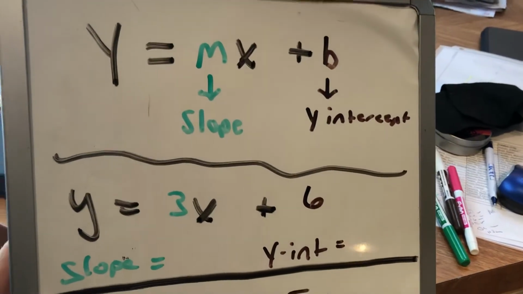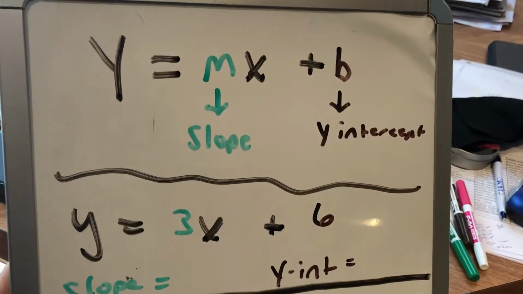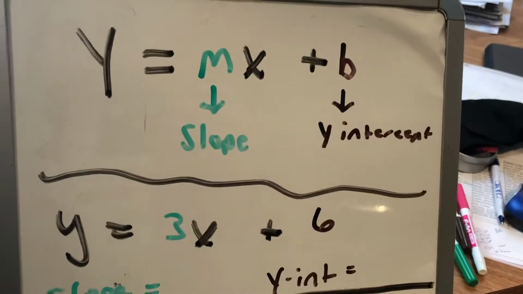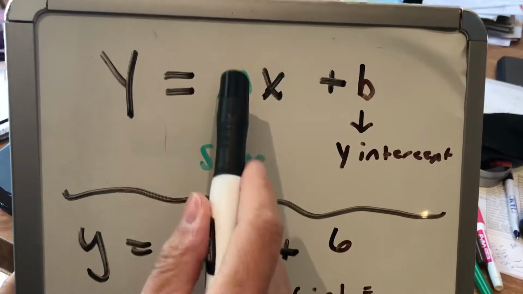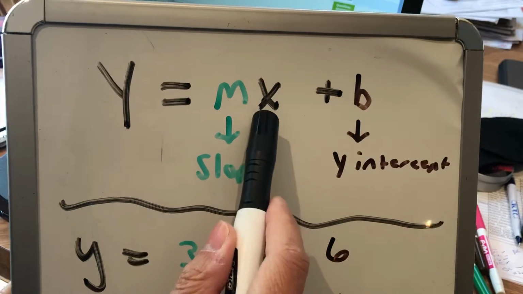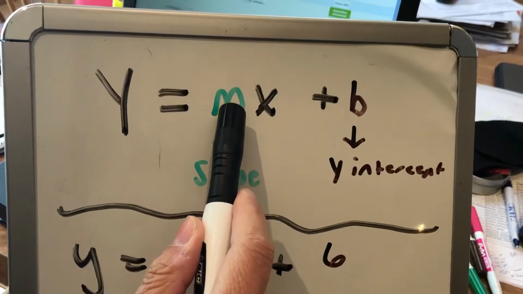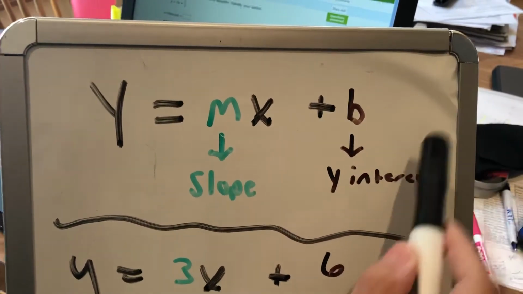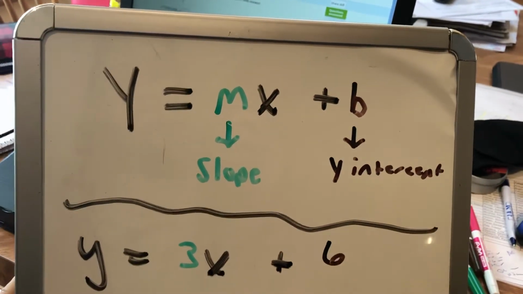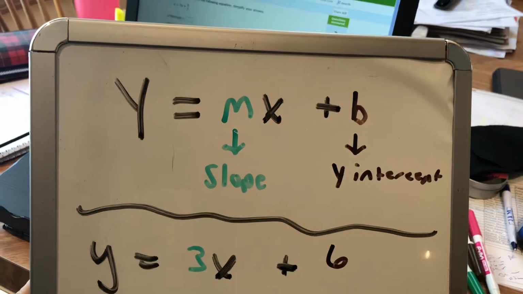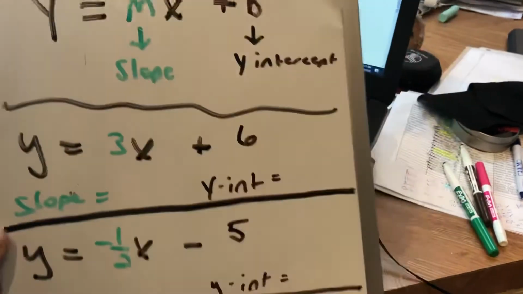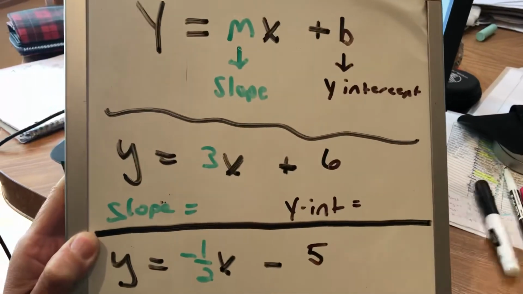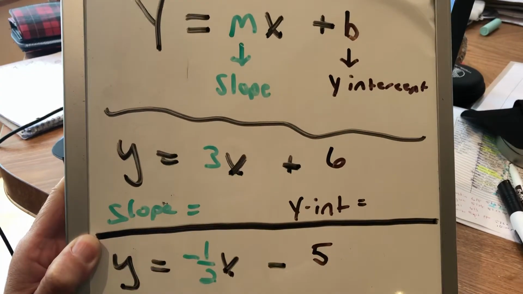Okay, so this week we're going to be working more with the slope-intercept form of an equation, y equals mx plus b. Last week we learned that m is the slope. That's the number that's right next to the x. And then the b is your y-intercept. That's where it crosses the y-axis. So we're going to look at some examples where you're actually going to have to find the slope and the y-intercept this week. So in the first example, y equals 3x plus 6.